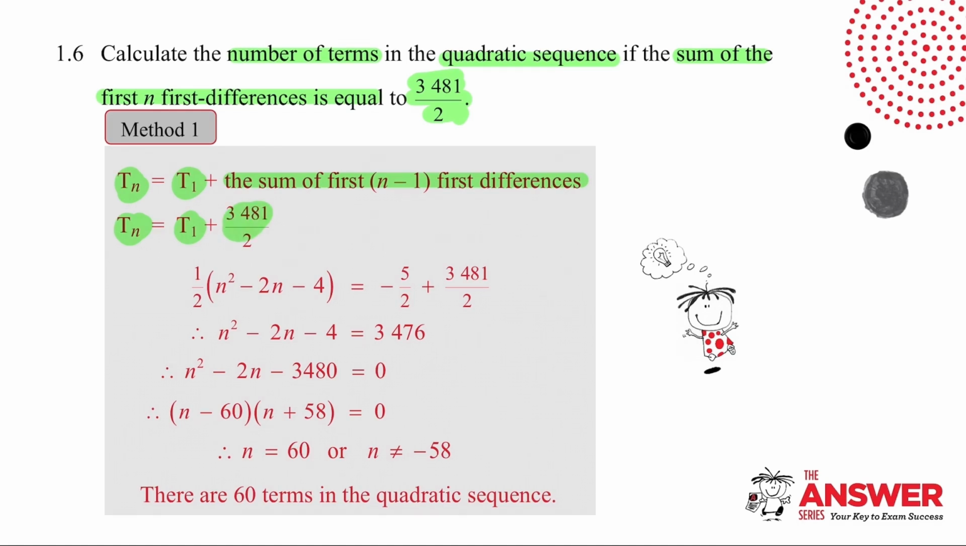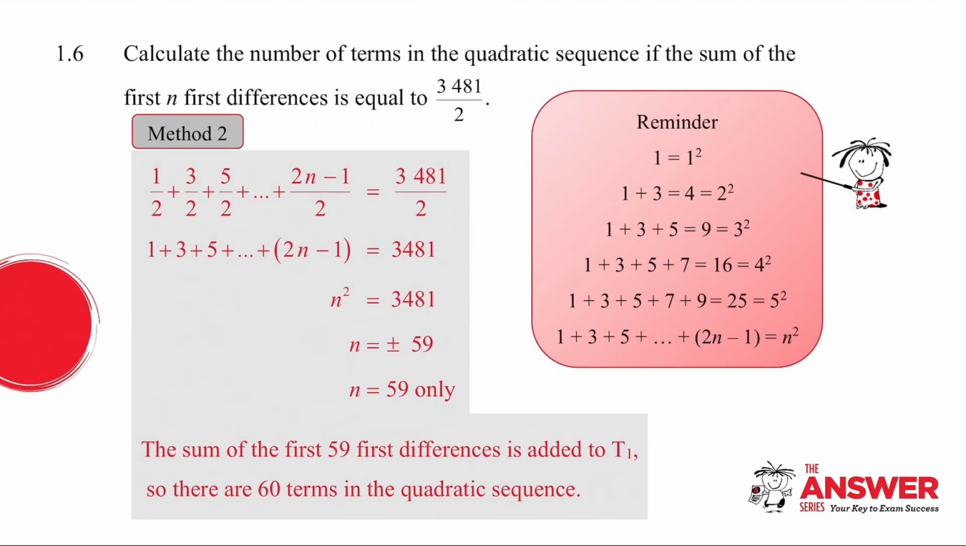So we simply set up an equation, put the equation into standard form, factorize if possible, otherwise use the quadratic formula. When we get our answers, which are 60 or minus 58, we put a line through the minus 58 because we cannot accept a negative value. So we accept 60 only, and we can state that there are 60 terms in the quadratic sequence because the n we are using is the position of the term that we are looking for.